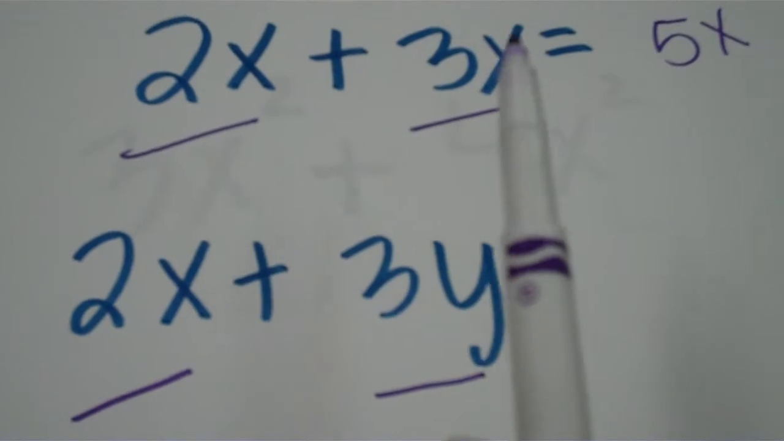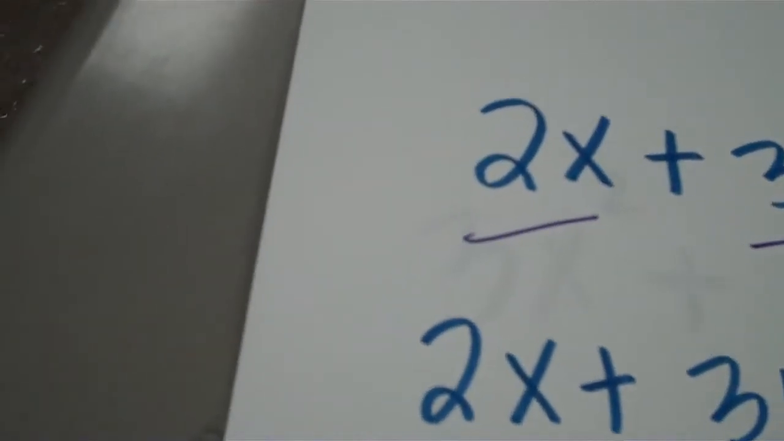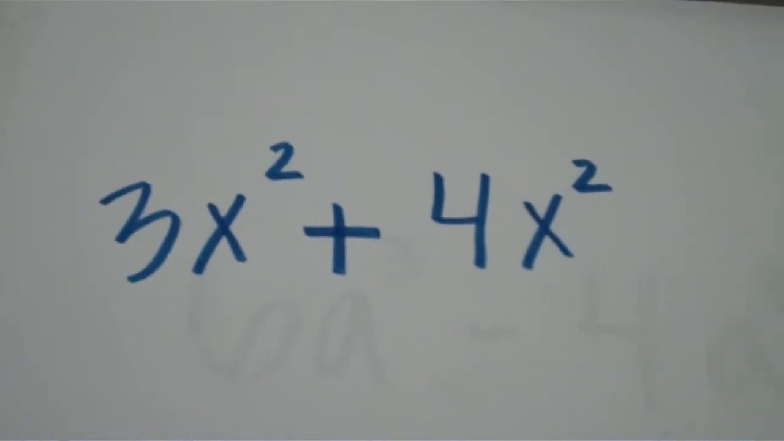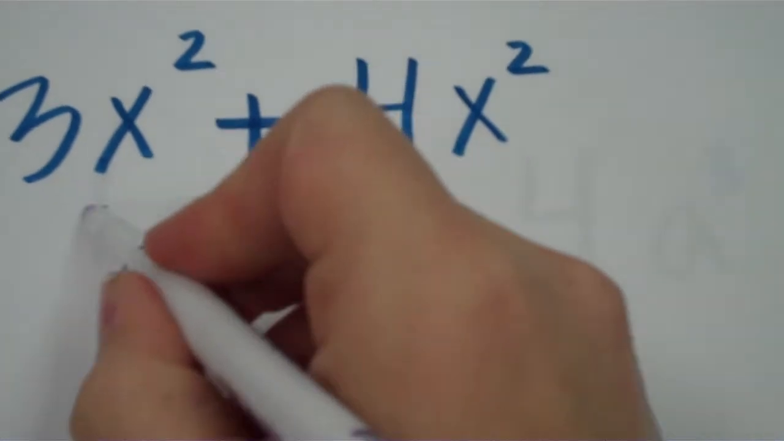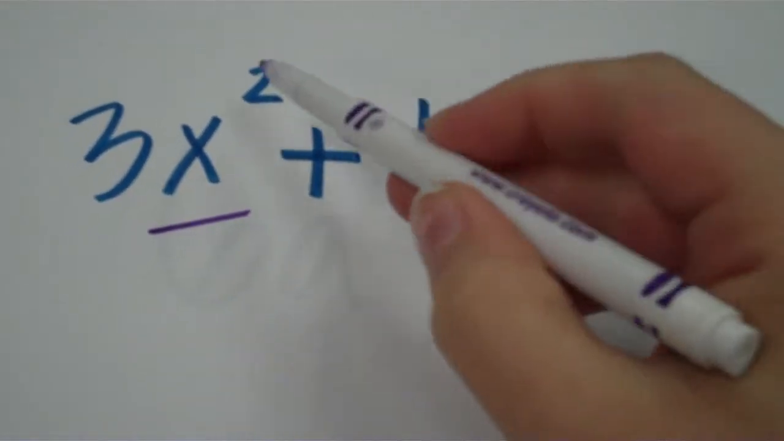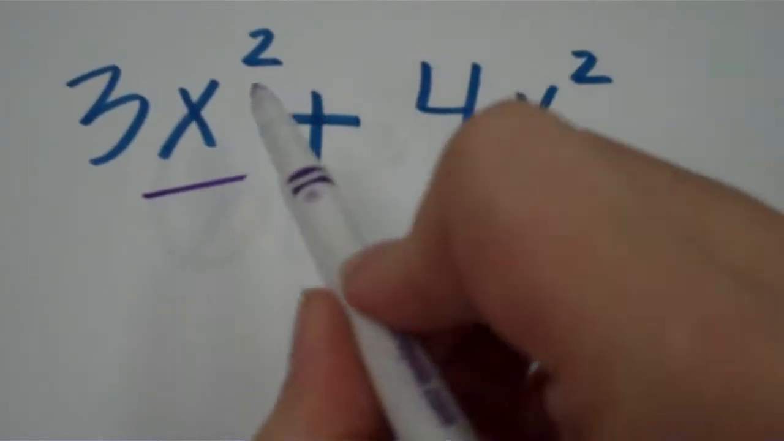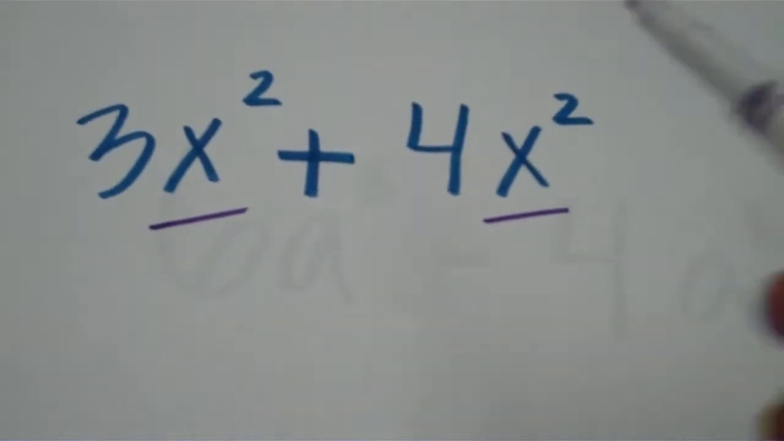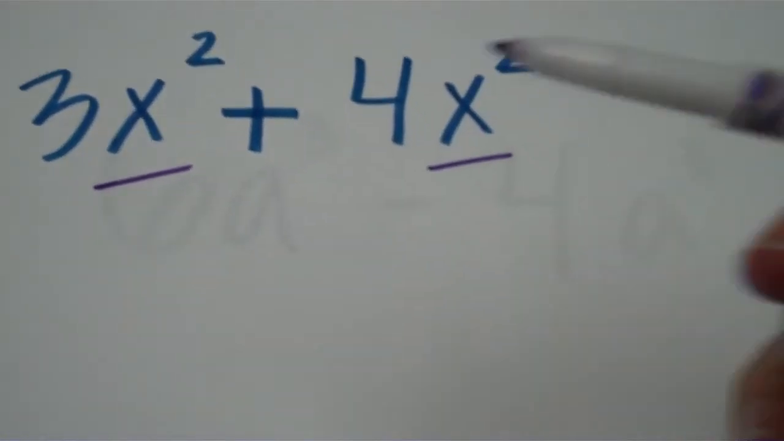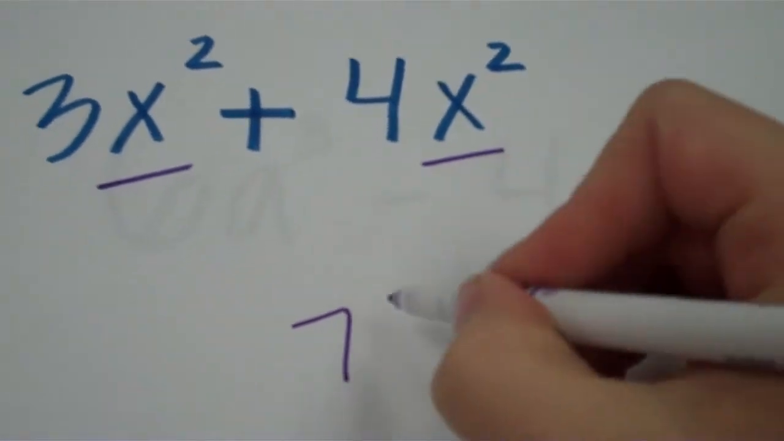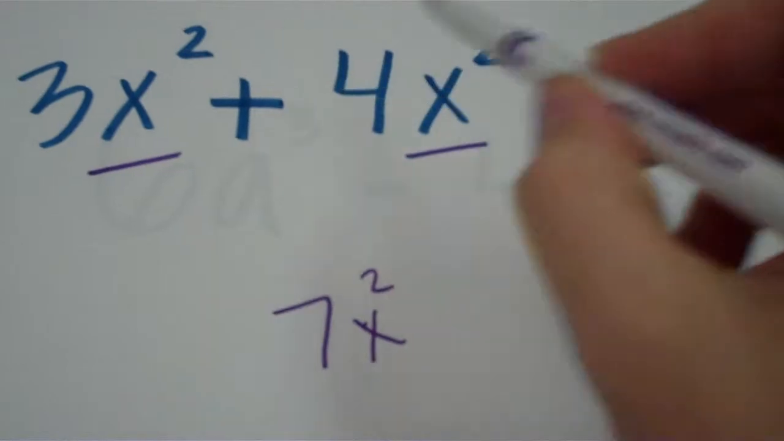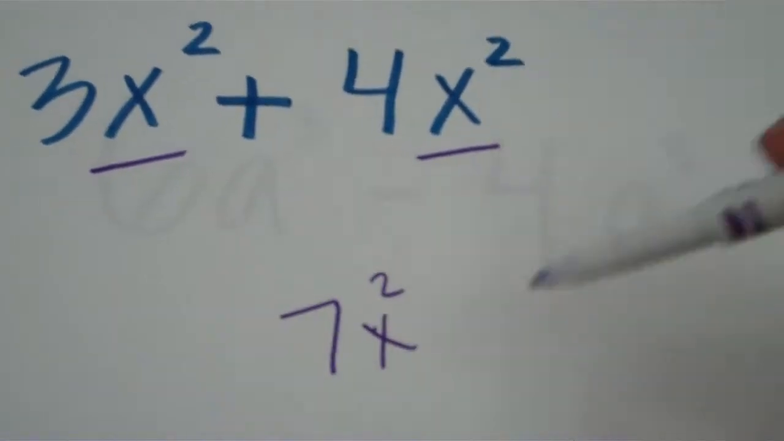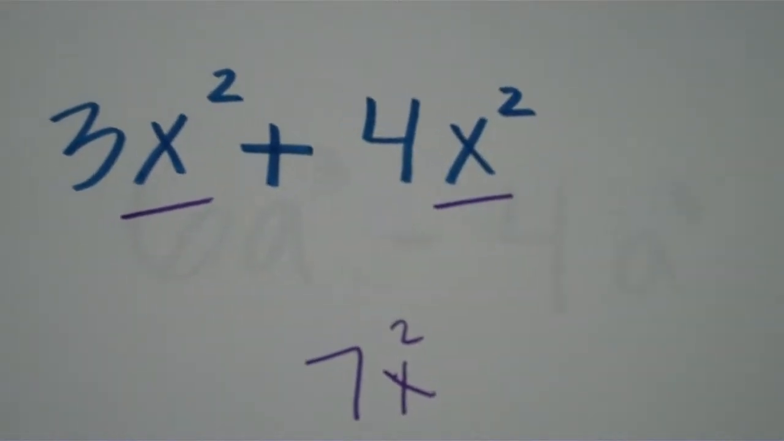So let's look at an example here. 3x squared plus 4x squared. So, these are the same. x squared. If it was x squared and x to the third, they'd be different, but they're the exact same thing. So all we do is add. 3 plus 4 is 7 x squared. You don't add the exponents or anything. You just leave it alone. You do nothing.